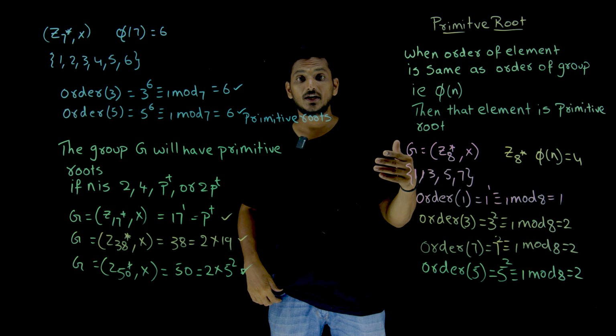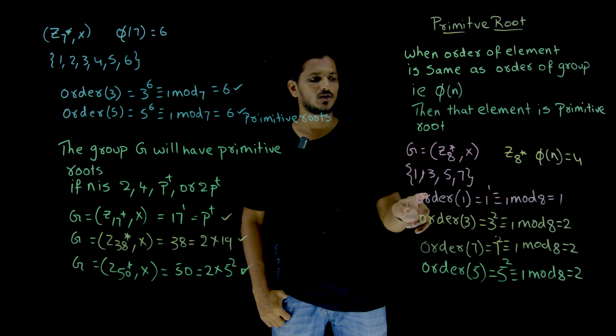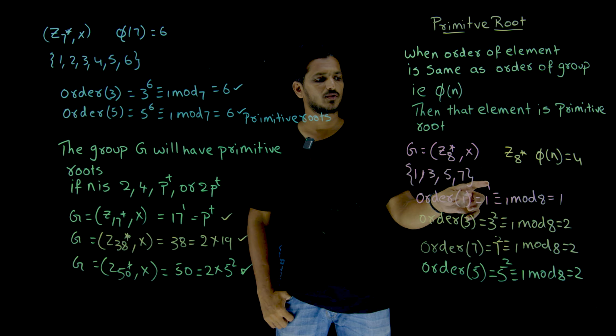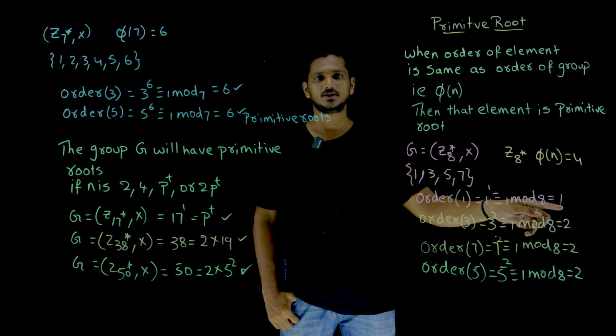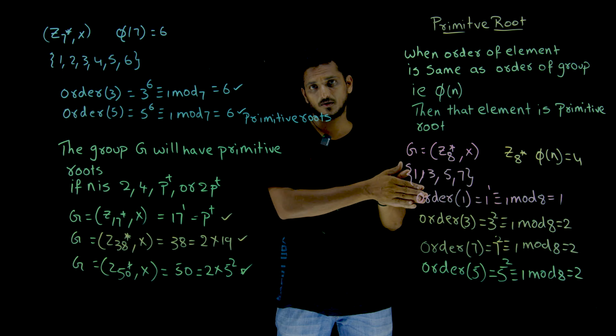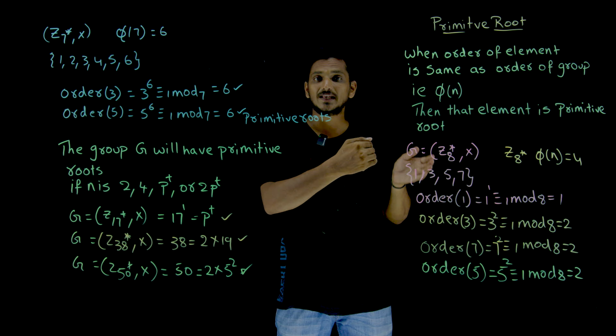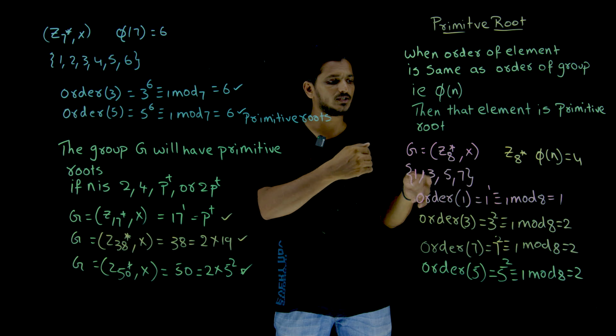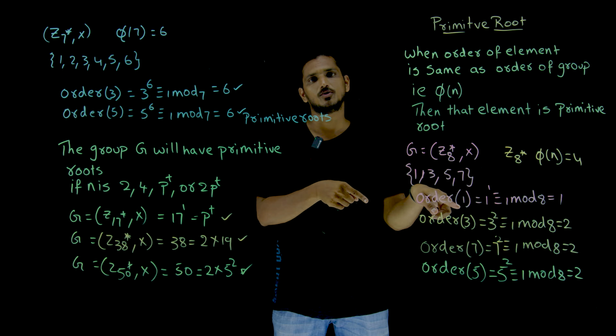Now you need to identify the order of each element. Order of element 1: 1 power 1 is congruent to 1 mod 8, so the order is 1. So 1 is not equal to 4. The order of an element should be the same as the order of the group. Then only we say it is a primitive root. It is not a primitive root.